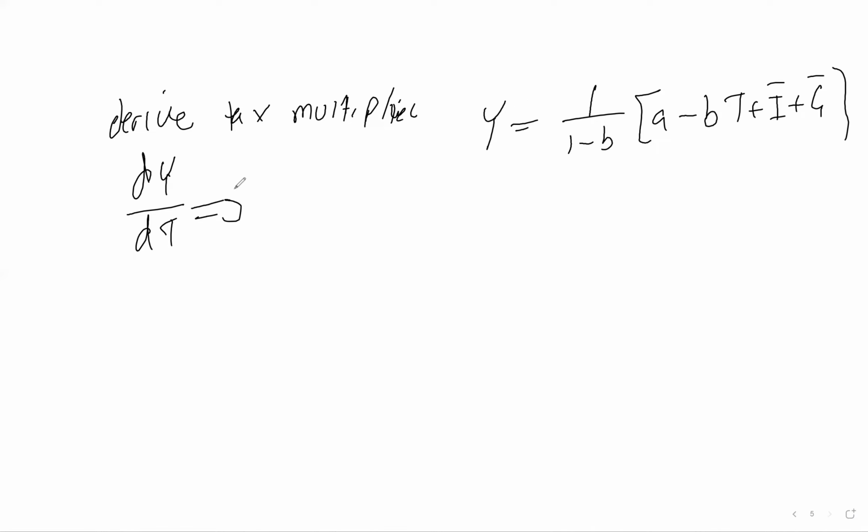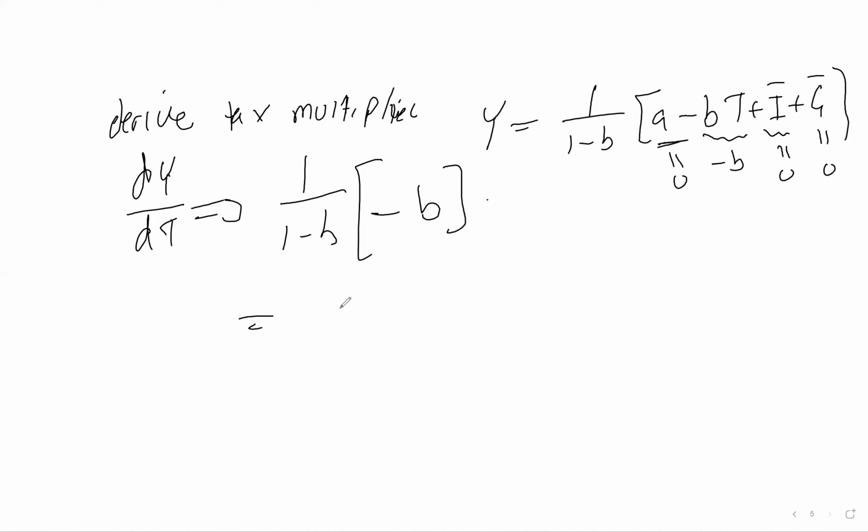And then if we take that, we have 1 over 1 minus B. And then let us do the derivative of this with respect to T. There's no T here, so the derivative is 0. Then the derivative of this second term with respect to T will be minus B. And then there is no T here, so the derivative will be 0, and the derivative here as well will be 0 because there is no T. So the derivative we have is minus B.